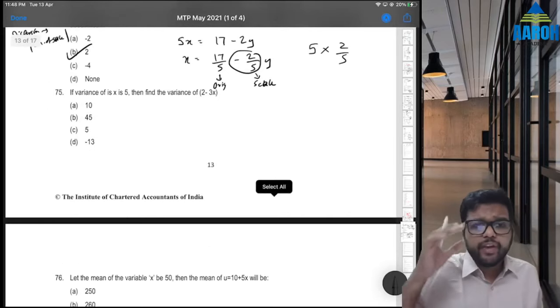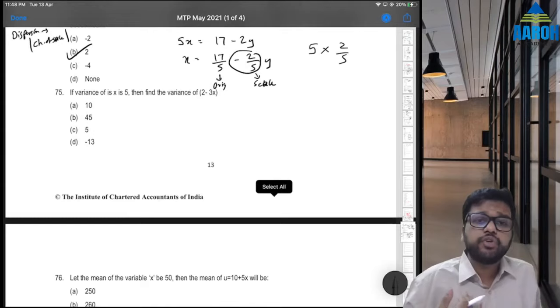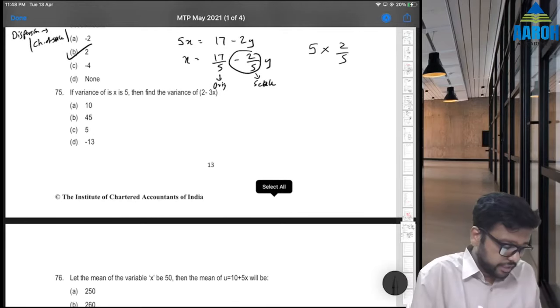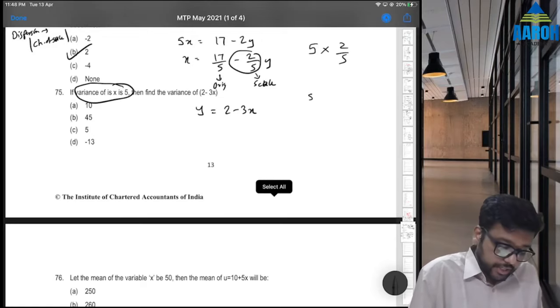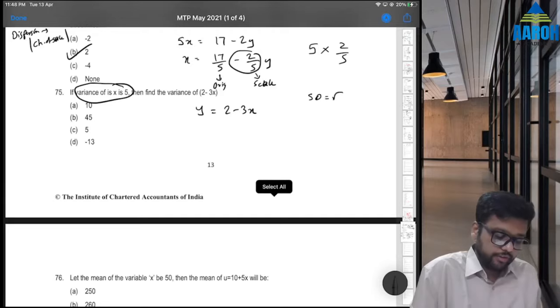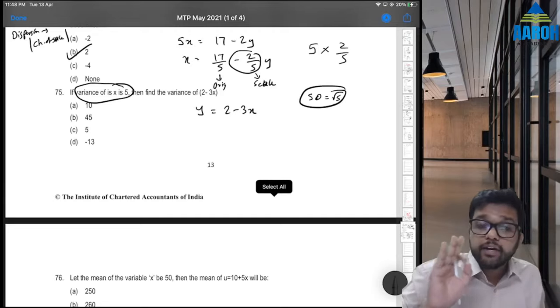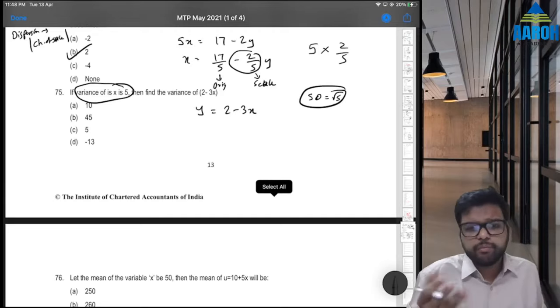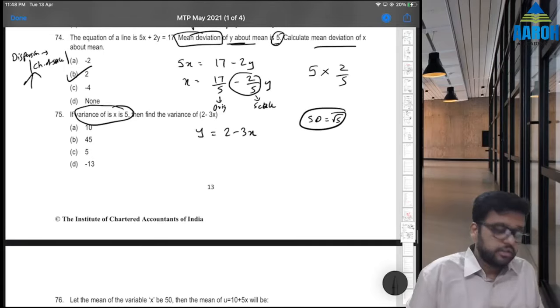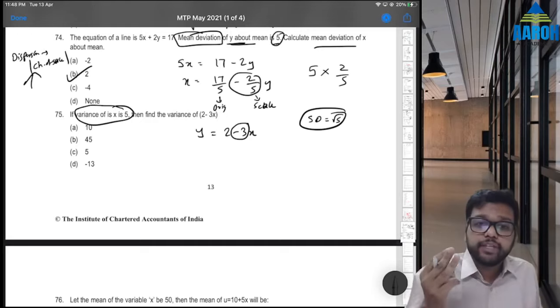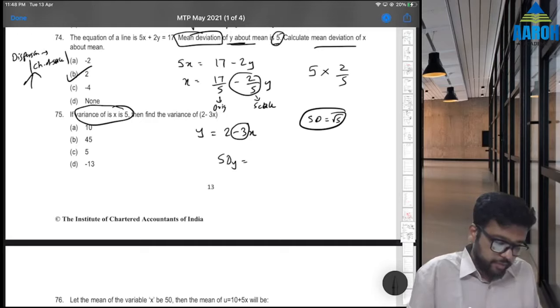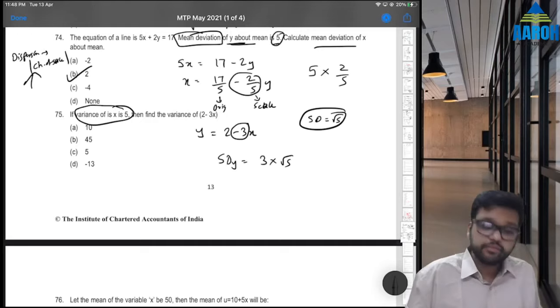75. If variance of x is 5, then find variance of 2 minus 3x. Again similar, let's assume y is equal to 2 minus 3x. Variance is 5. That means standard deviation is root 5. And we know that standard deviation is affected by change of scale. That is also a measure of dispersion, right? So that is affected by change of scale. So it will be affected only by positive 3. So SD of y will be positive 3 into root 5.